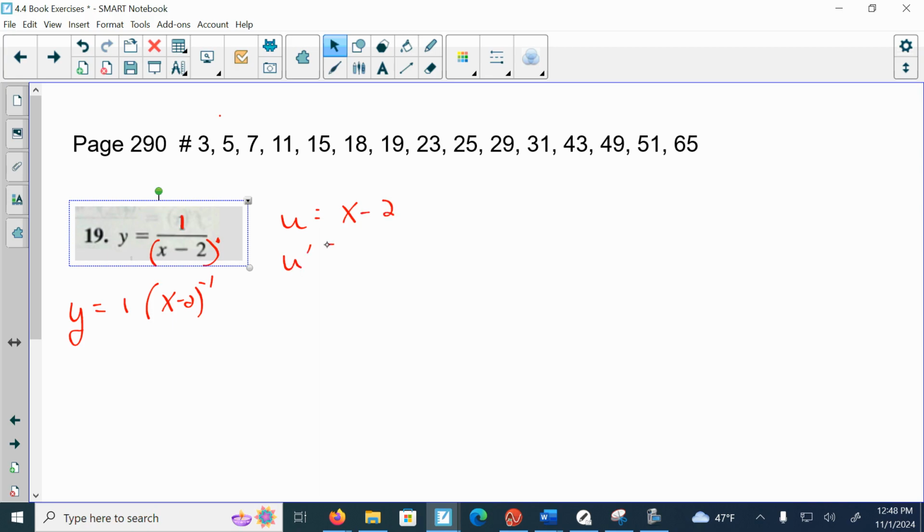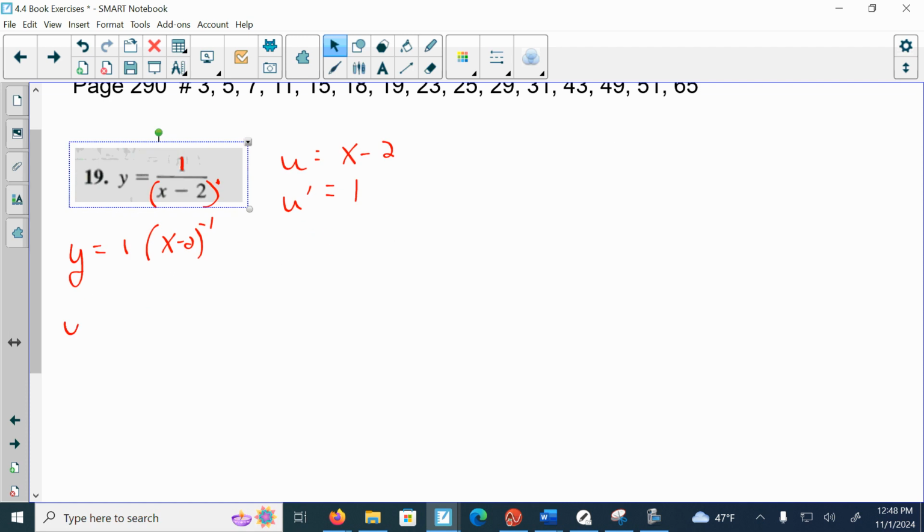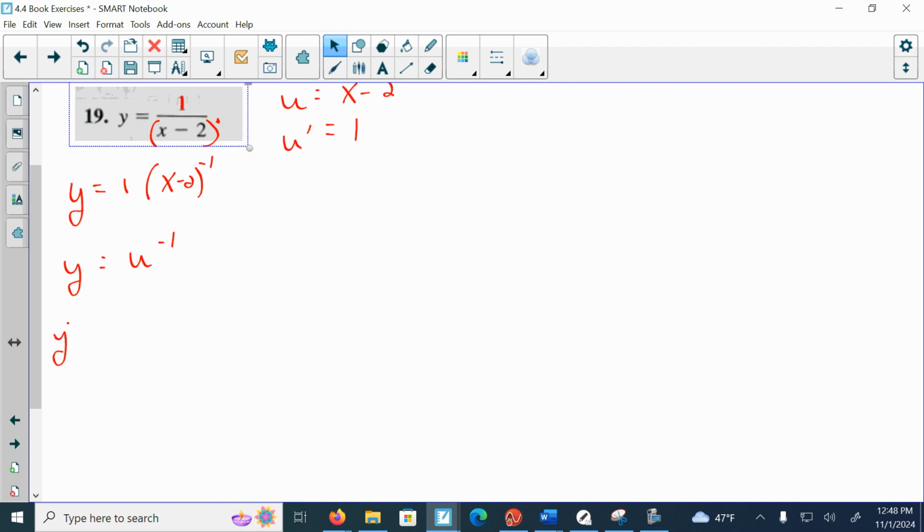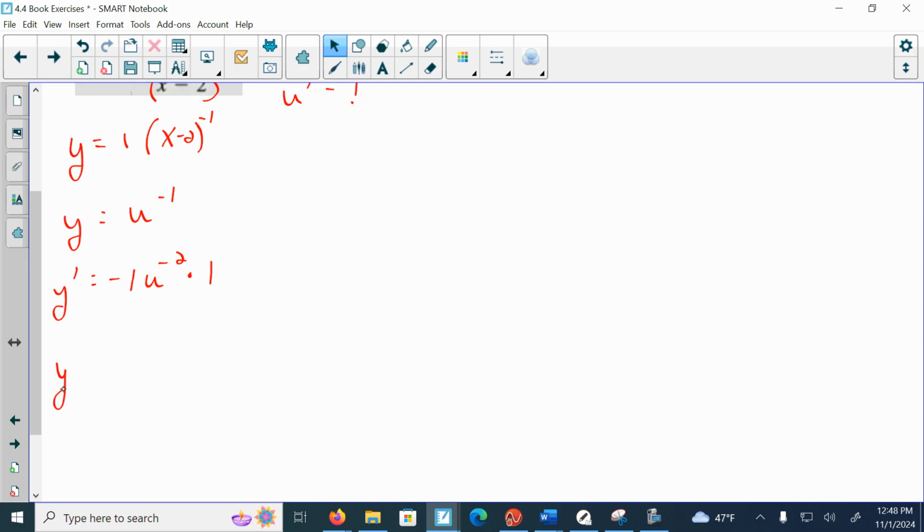The derivative of u is just 1. So when I take the derivative, I'm going to rewrite this as u to the negative 1. Taking the derivative of something raised to the negative 1 power is going to be negative 1 times u. Reduce this power by 1, so that becomes negative 2. And then multiply it by the derivative of u, which is just 1. So my numerator is just going to be this negative 1 over my u, which is x minus 2 squared. And that's it for the chain rule.